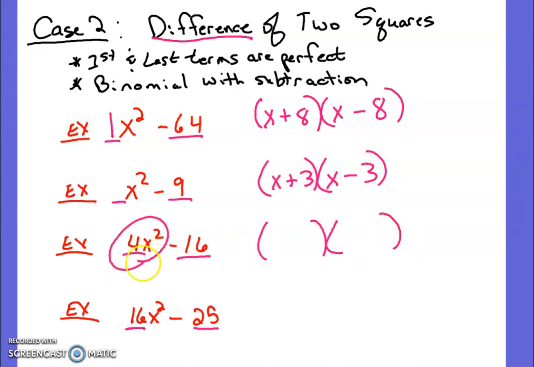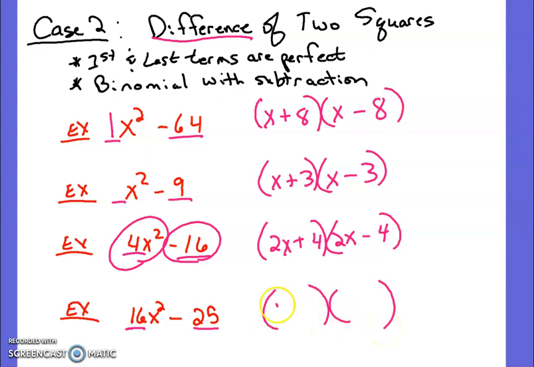Again, to get the first term, that's 2x. To get the last term, that's 4. And then one's going to be plus, one's going to be minus. For my last example on this, the first term is 16x squared, so that's going to give us 4x. And the last term is 25, that's 5. One's plus, one's minus.